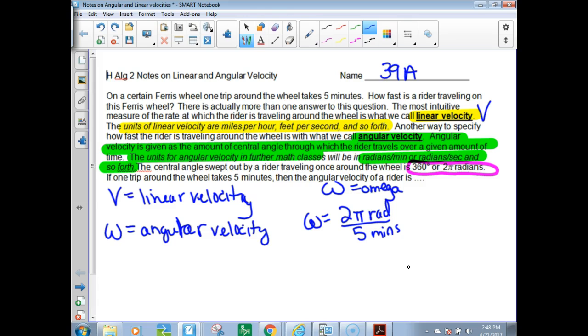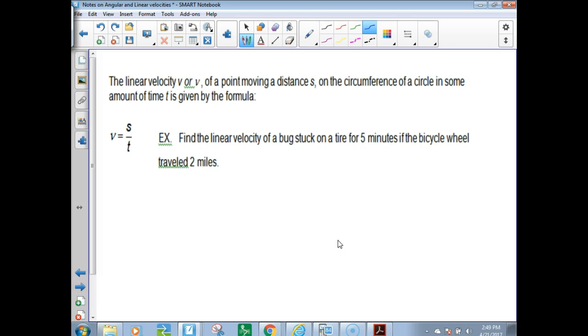So 2 pi over 5 radians per minute, with minutes on the bottom. If you were to type this into your calculator, you're going to get 1.26, I believe. It's about 1.3 radians a minute. Pretty rad.